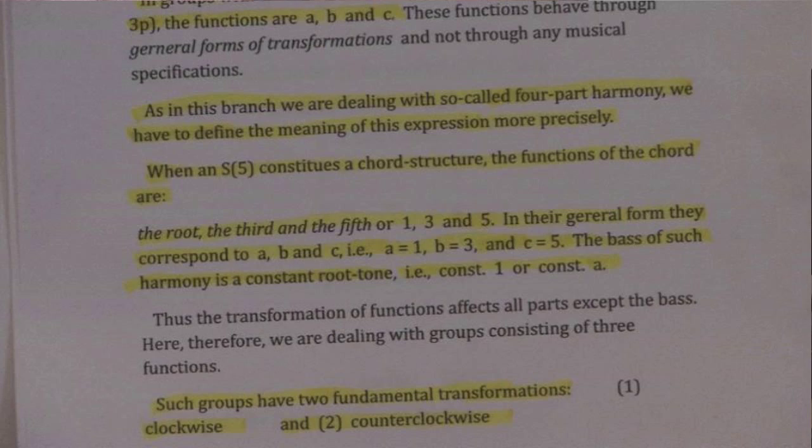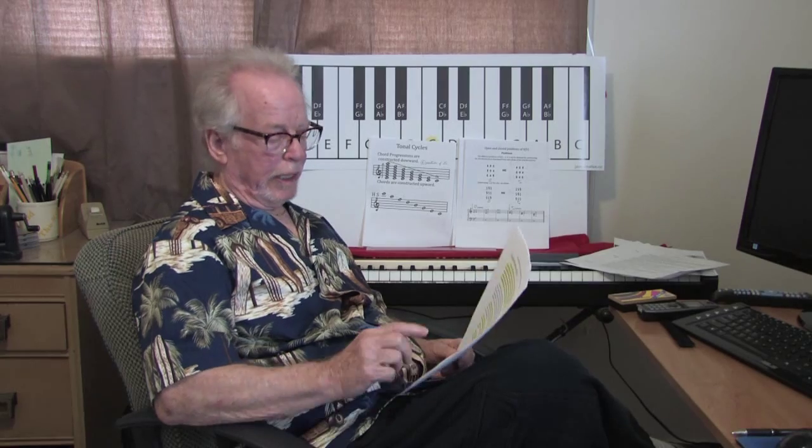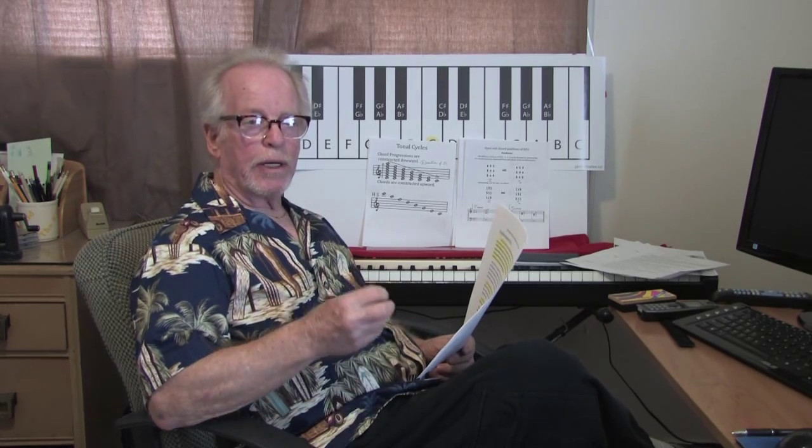As in this branch we are dealing with so-called four-part harmony, we have to define the meaning of this expression more precisely. Actually, this is really hybrid four-part, because what he uses in the beginning is he's just doubling the root. It's a constant root. Actually, in real four-part harmony, you're using like a seventh chord, so all the notes are different from each other.